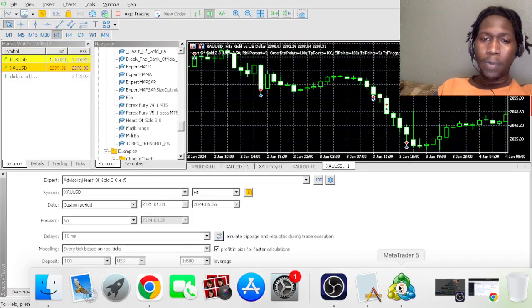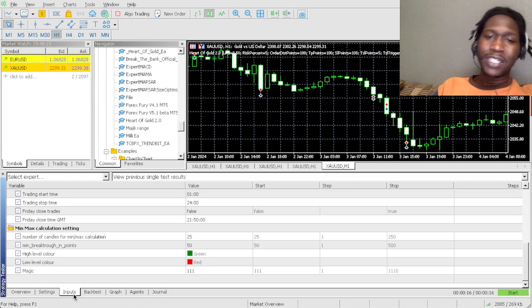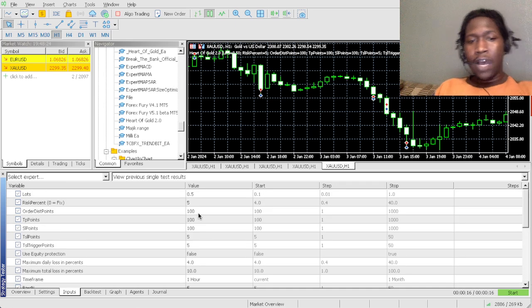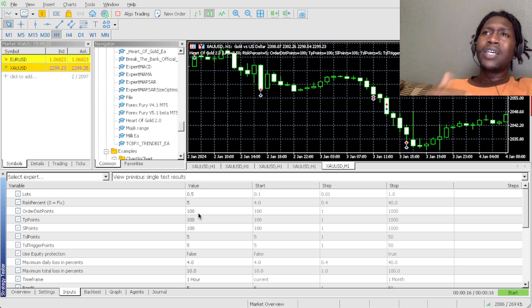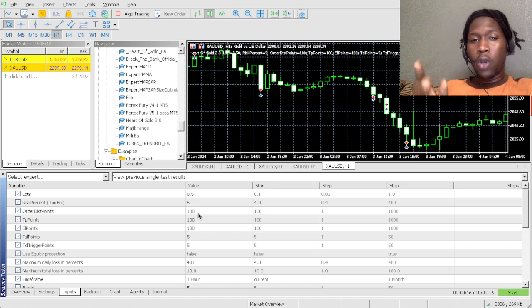And let's go to the MetaTrader platform. Let me show you guys the actual settings that we're using. So right now, these are the Heart of Gold EA settings, where the lot size is 0.5, risk percent 5%. We could actually risk more, but hey, 5% is a good starting risk. Order distance points 100, TP 100, stop loss 100, trailing stop loss 5.